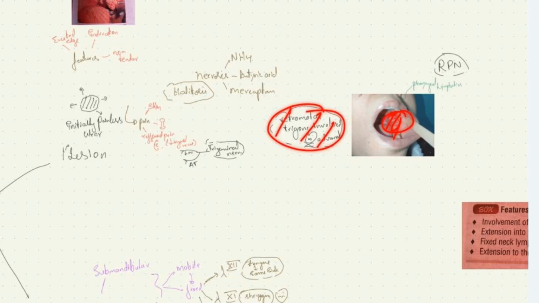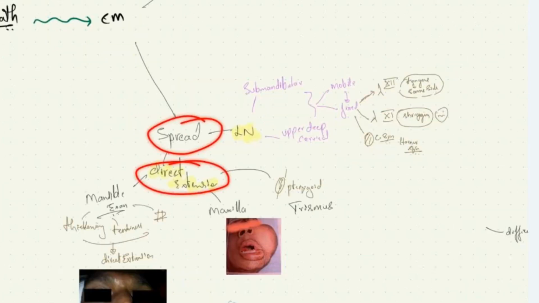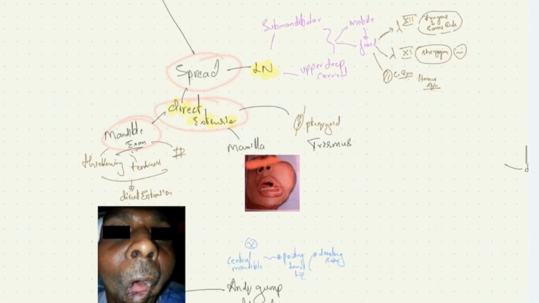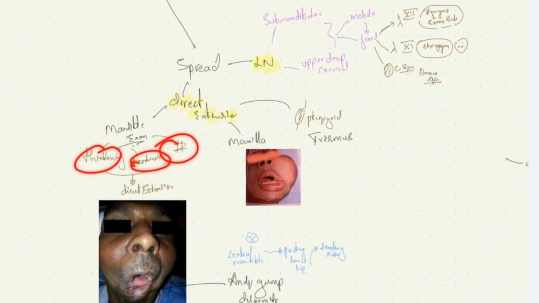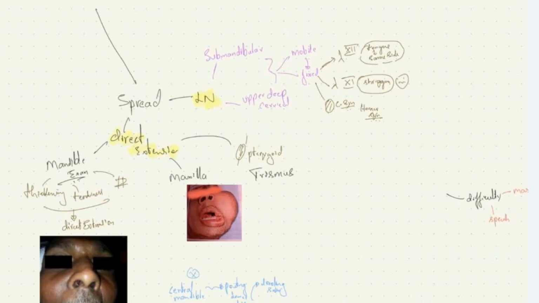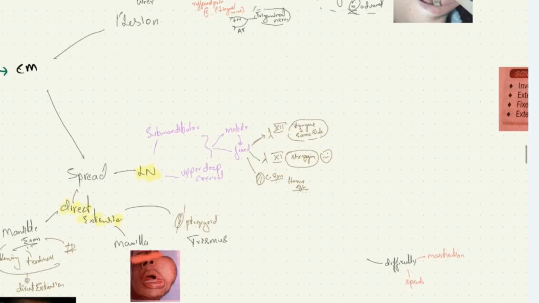For the spread, we saw direct extension into the mandible, which presents as thickening, tenderness, and pathological fracture. We saw guinea pig deformity. If the maxilla is involved, we see external swelling. If the pterygoid muscle is involved, we see trismus in these patients. The lymph nodes, like the upper deep cervical lymph nodes and submandibular lymph nodes, can be involved, which are initially mobile and later become fixed to the underlying structure.